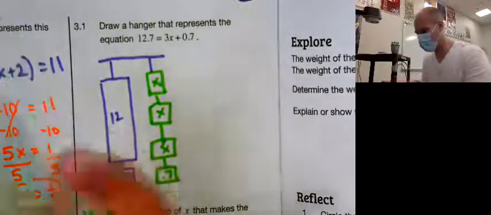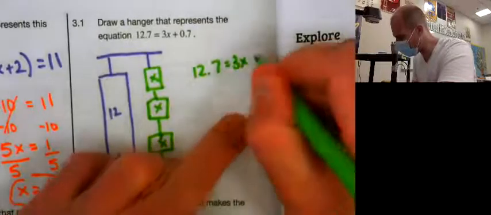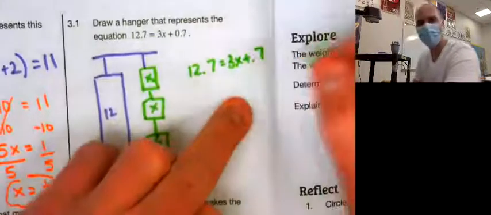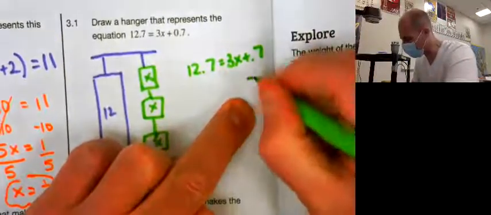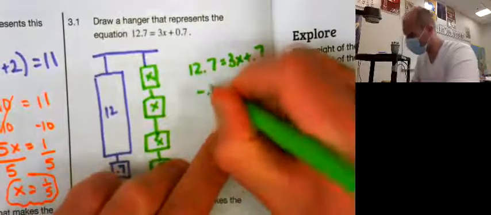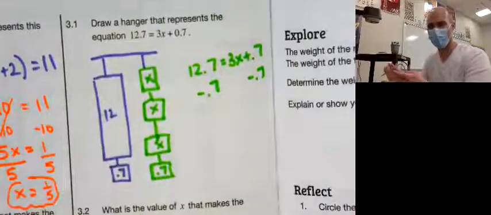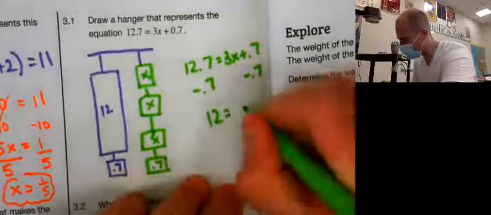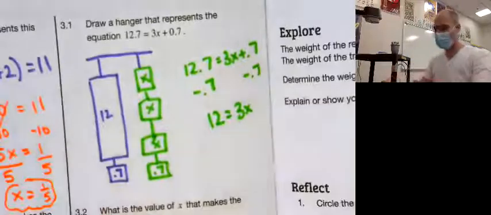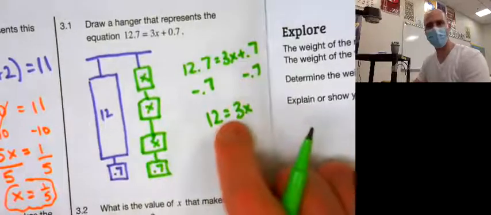But let me show you how to write this out properly. So let's see here. 12.7 equals 3x plus 0.7. I want to get rid of this plus 0.7, so I'm going to subtract it from both sides. And that's essentially the same as crossing both of these little boxes out here at the end, right? We're just taking the 0.7s away. And what we're left with is just 12 equals 3x, which is what we just talked about, right? We said, oh, the 3x's must be the same as the 12. That's all this equation's trying to say.